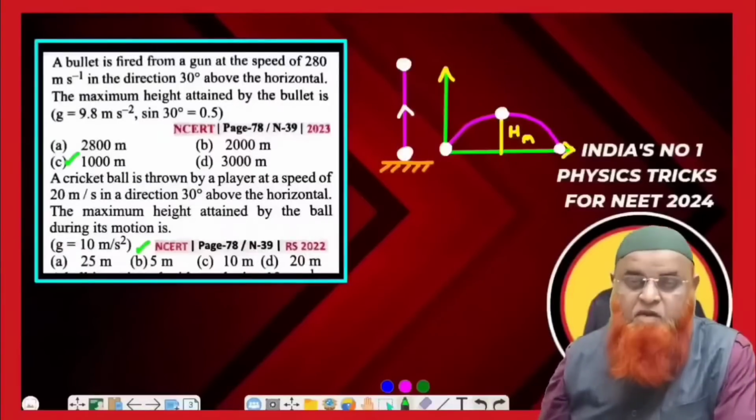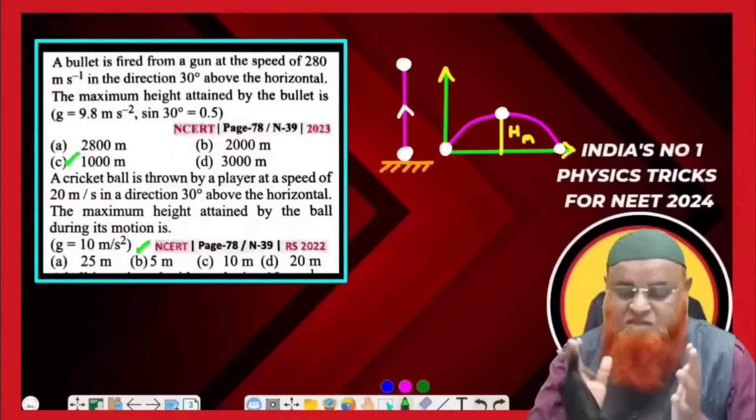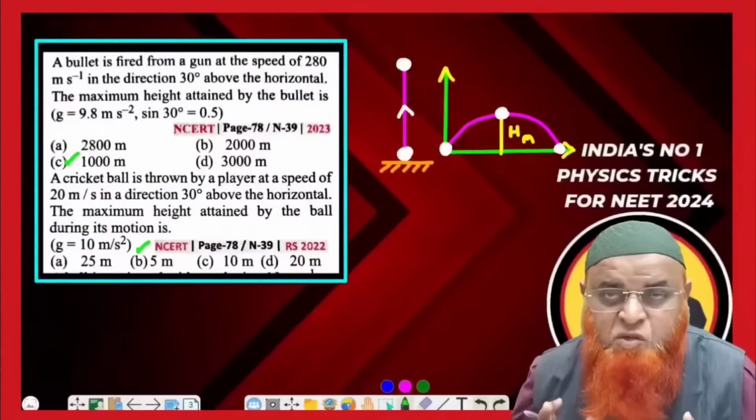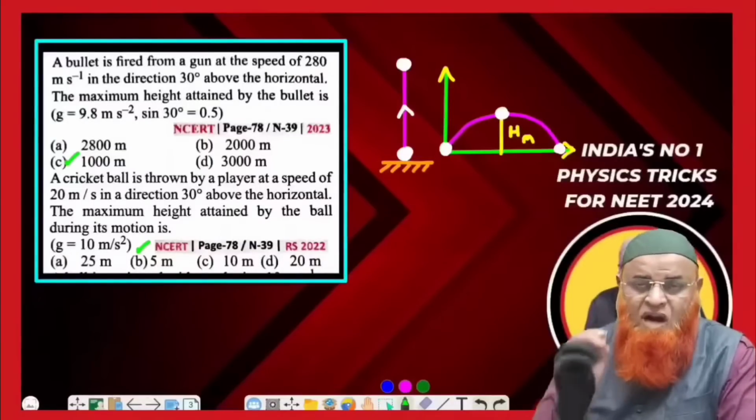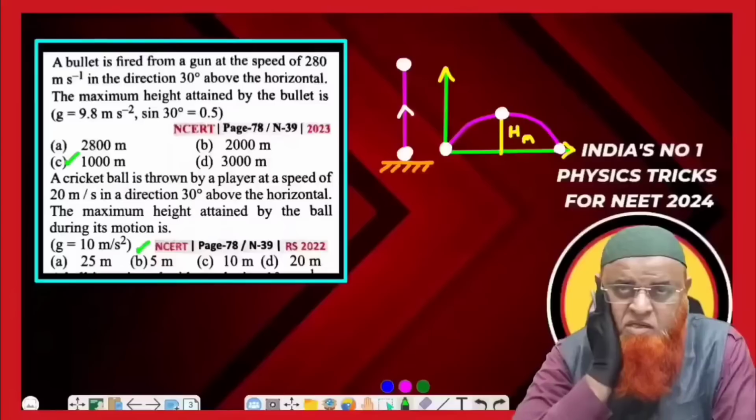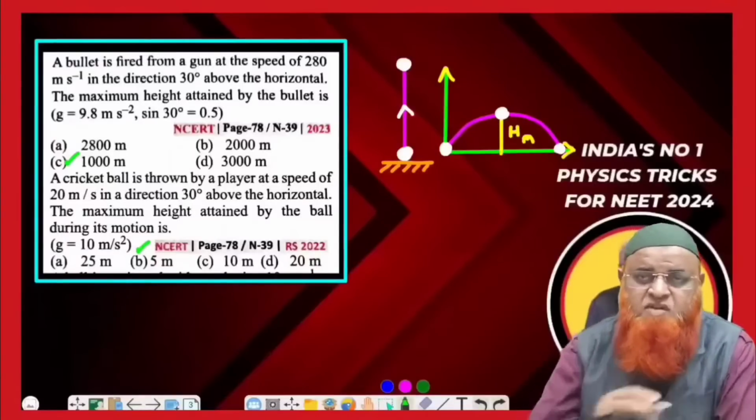Okay, my dear students, today I would like to discuss these two problems which were asked continuously in 22 and 23. That means you can understand the importance of this model. So how to understand and solve this problem with basic knowledge, without memorizing formulas? What is the basic knowledge you need?